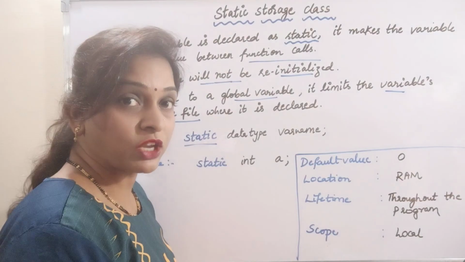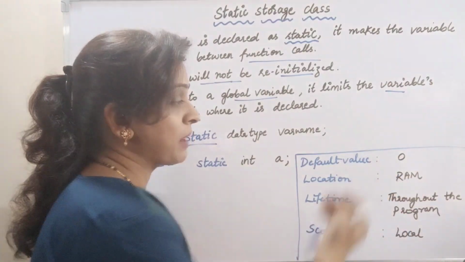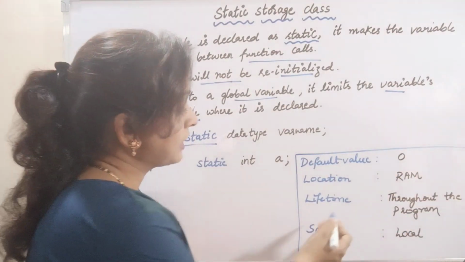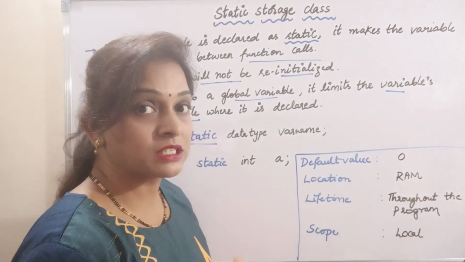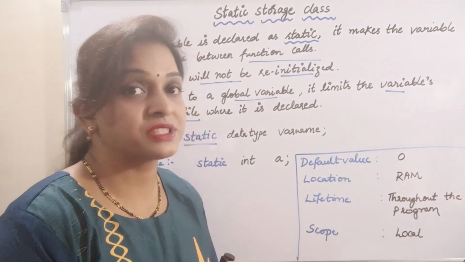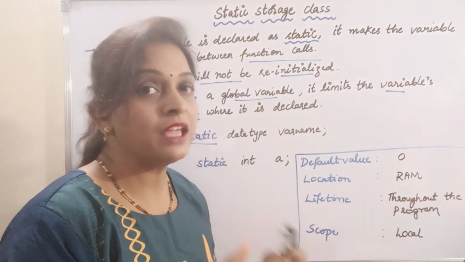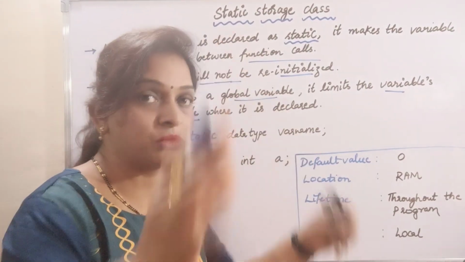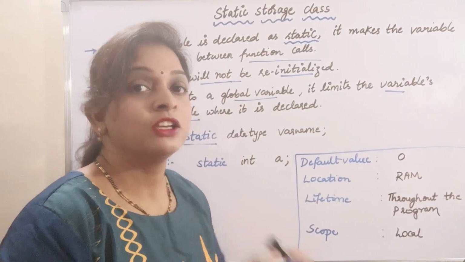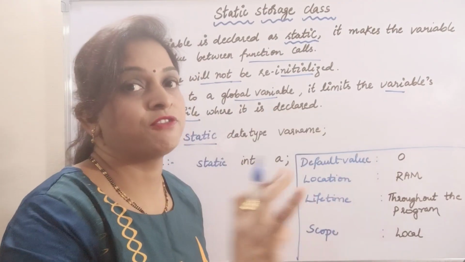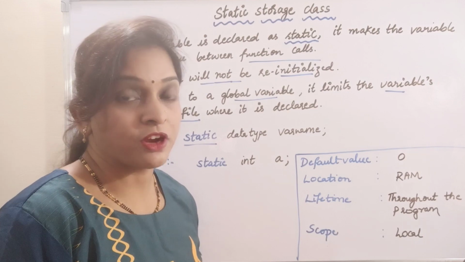Talking about the location where it is stored, it is stored in the main memory, that is in RAM. Then lifetime. Lifetime means till where I can use the static variable, and that is throughout the program. In one single file, I can use it in the complete file, in the main function as well as in the sub-functions.